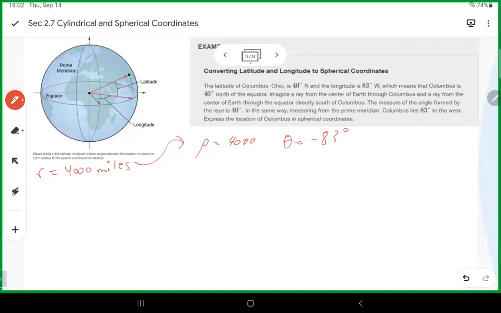Because Columbus lies 40 degrees north, it lies 50 degrees south of the North Pole. So that's going to be 50 degrees. So that gives us spherical coordinates.